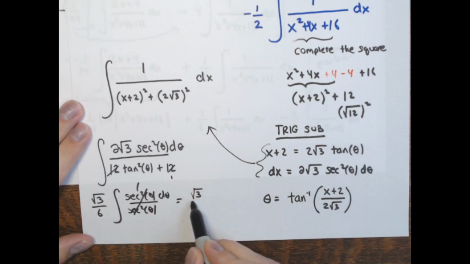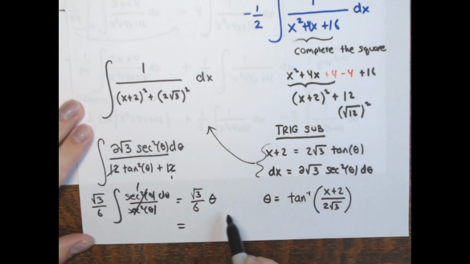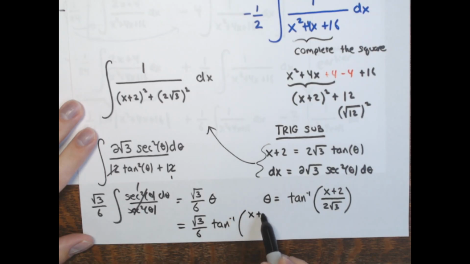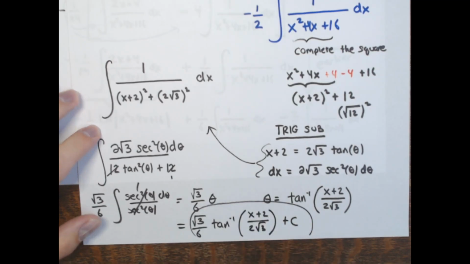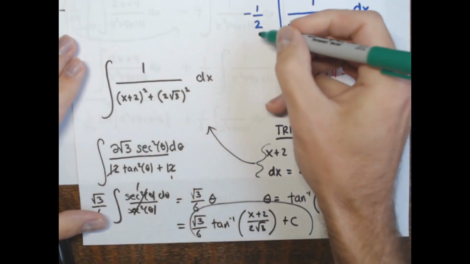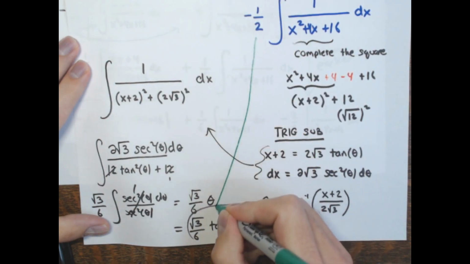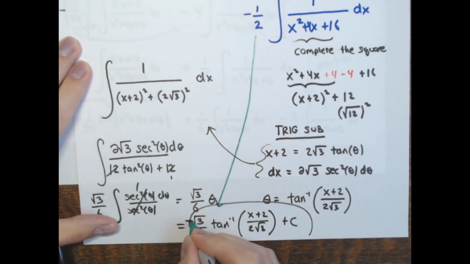This is the square root of 3 over 6 times theta, which if I go back to the original, is the square root of 3 over 6 times the inverse tangent, or the arc tangent, of x plus 2 all over the square root of 12, 2 root 3. And then, of course, plus some constant there, right? So there's our antiderivative there. And then don't forget this gets multiplied by the negative half, right? So times negative half, that makes this negative square root of 3 over 12.